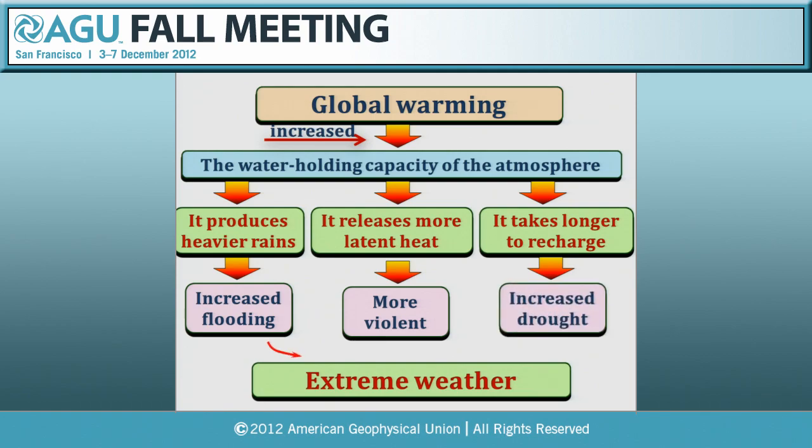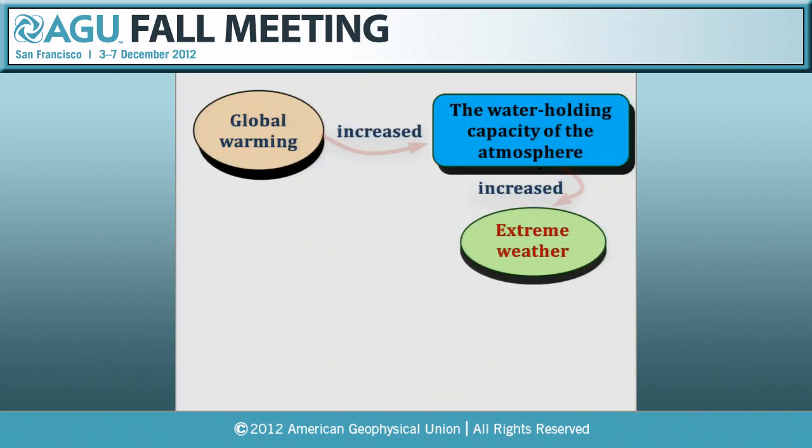And meanwhile, it takes longer to recharge atmospheric moisture. So the period between precipitation events becomes longer. That increases drought. So global warming changes the water holding capacity of the atmosphere, and this means more extreme weather.